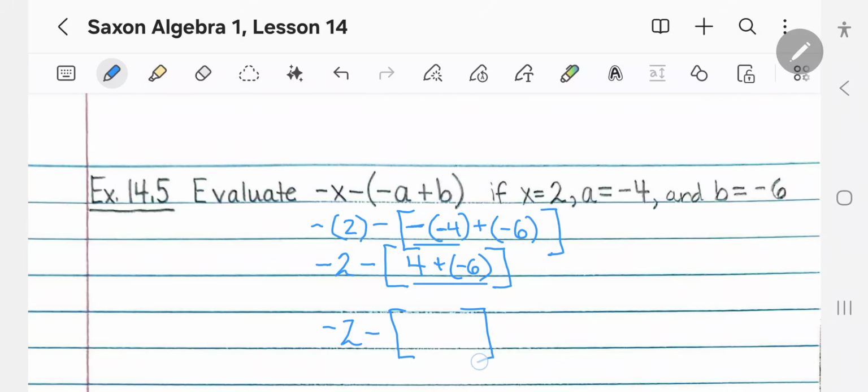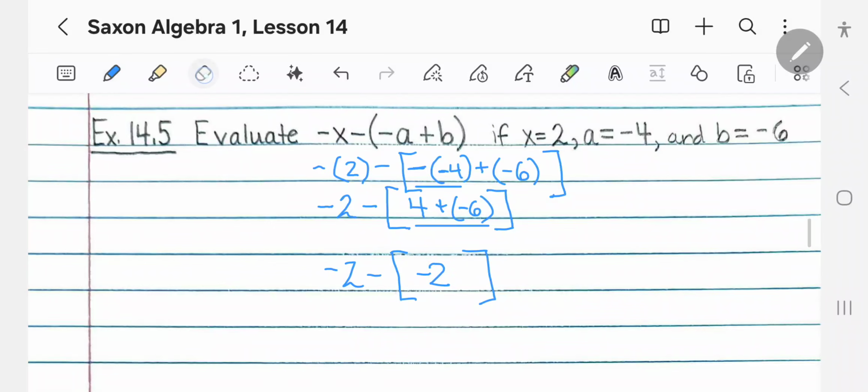And I'm going to combine here 4 plus negative 6. They have opposite signs, so we're going to subtract them. Take the sign of the one with the largest absolute value. Now, I'm not multiplying anything, so I don't really need these brackets anymore. And I can think of this as negative 2 plus the opposite of negative 2, which would be a positive 2. And when you combine those, you get 0. You are adding opposites. And when you add opposites, you get 0.